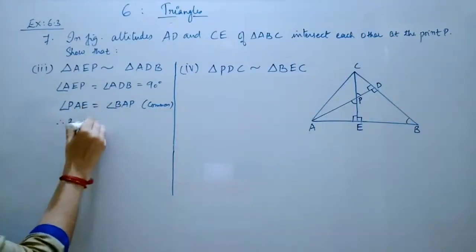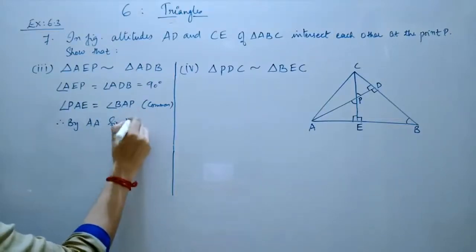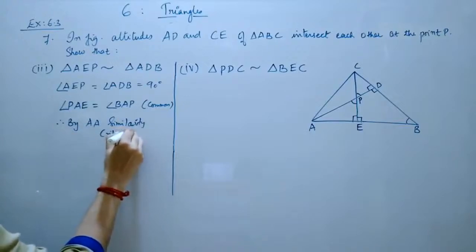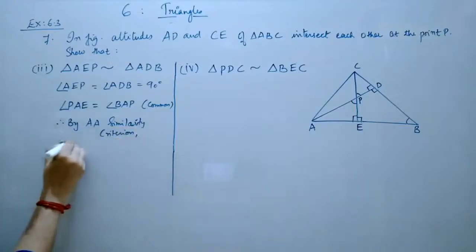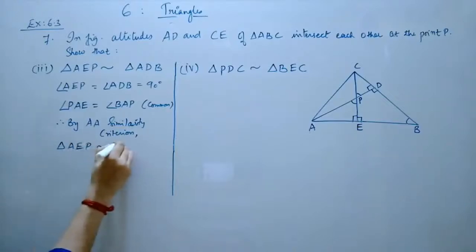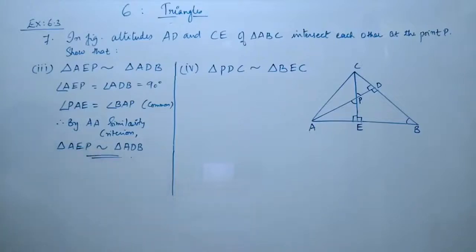Therefore, by AA similarity criterion, triangle AEP is similar to triangle ADB. Okay, so the same criterion also follows here in this problem.